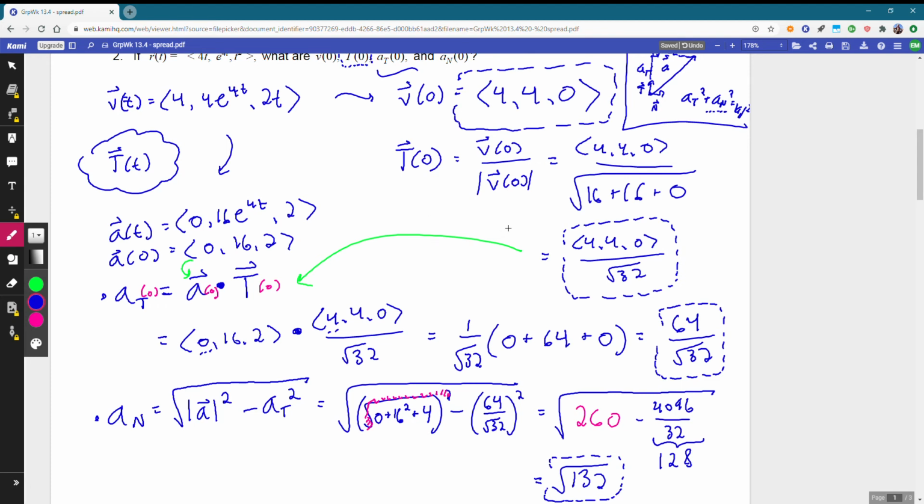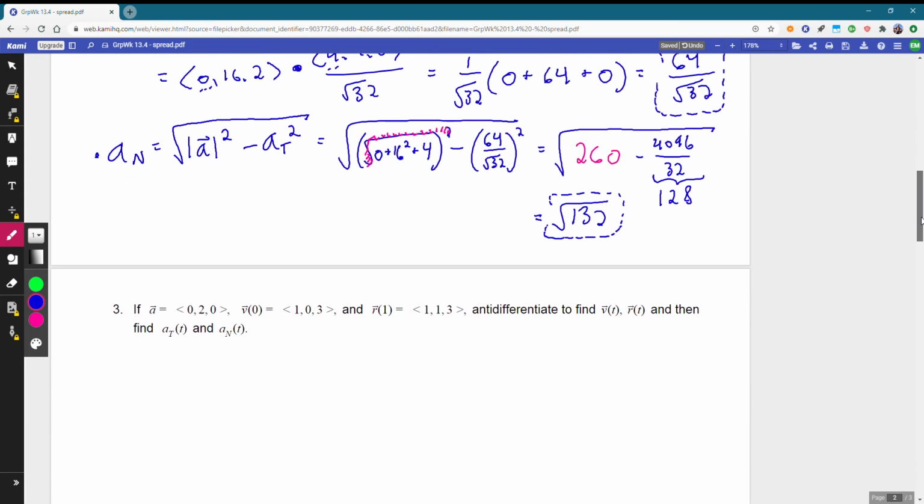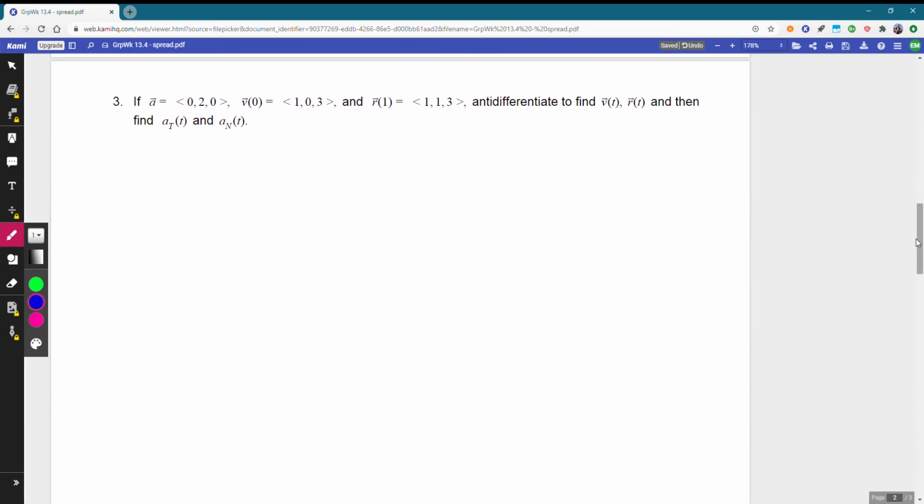All right, that was the last piece of information we wanted to find. So moving down. So here we're given our acceleration function, and this is meant to mean a of t. I'm going to go ahead and change that on our group worksheets. So we have constant acceleration, and we're told our velocity at time 0 and our position at time 1, and we want to antidifferentiate, work our way back upstream to find our velocity function and our position function, and then we'll find AT and AN.